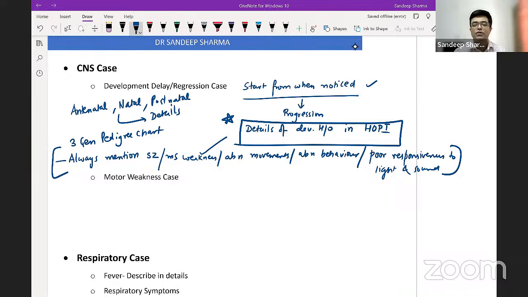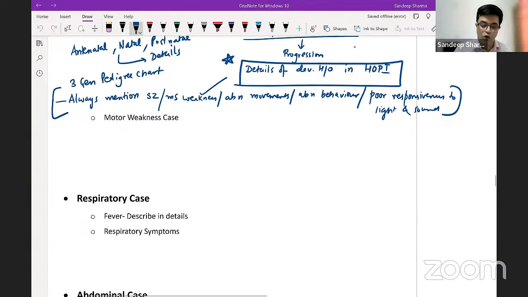Detail will come in examination, but here you need to at least mention that there are fewer movements happening on this part of the body, along with the developmental delay. Abnormal body movements are usually indicative of basal ganglia involvement in the patient. Abnormal behavior again indicates a cognitive dysfunction, and poor responsiveness to light and sound will indicate that probably your auditory and occipital cortex is also involved, or the pathways to them are also involved, right?